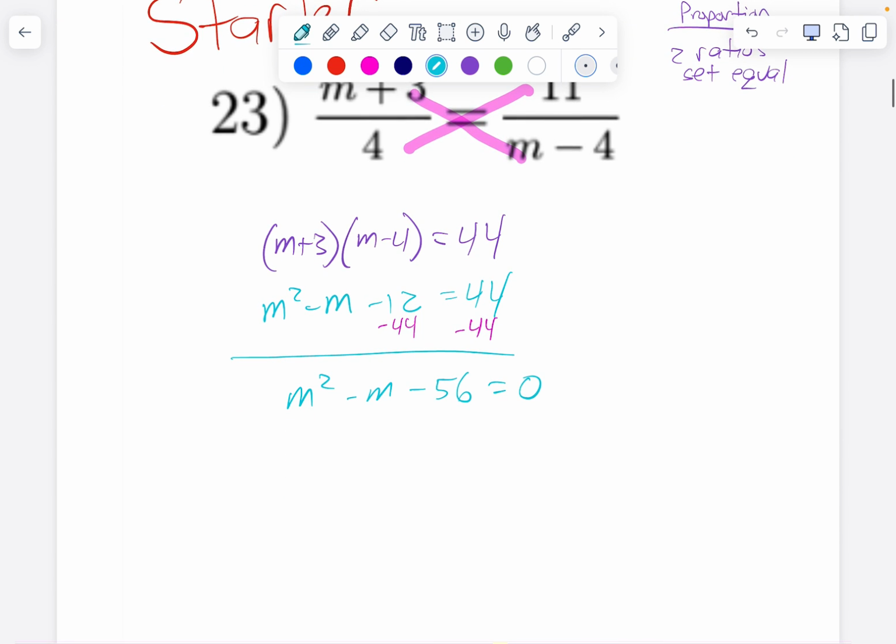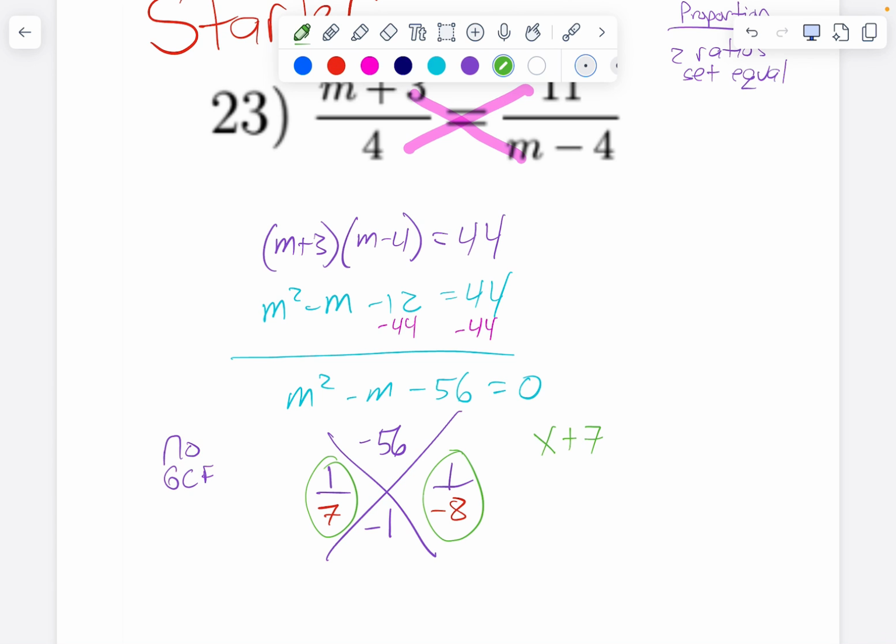All right, anyway, now we can do star, and there is no GCF. Hopefully you checked. What is a times c? Negative 56. Negative 1 for m, and then a is 1. Are there factors of negative 56 that add up to negative 1? Negative 8 and 7. Good. So we'll do x plus 7 times x minus 8 equals 0, and then we solve those two factors.